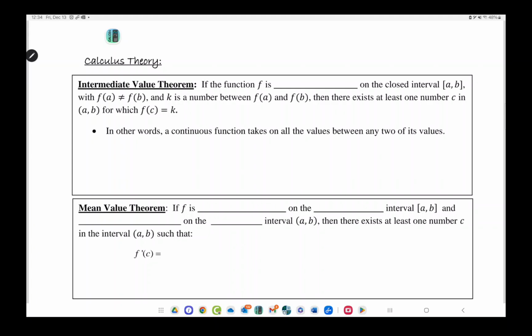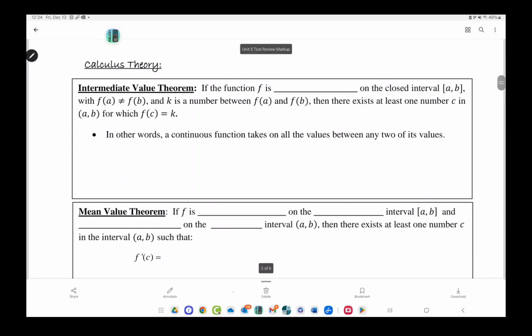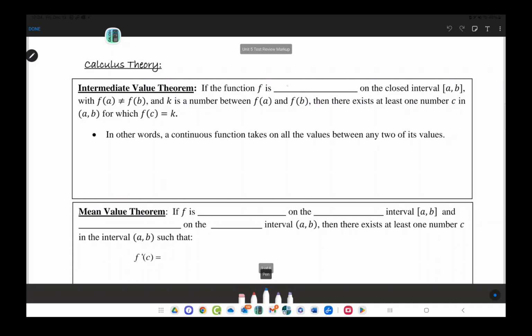So, intermediate value theorem. If the function is continuous, just to review real quick, continuous on a closed interval a to b, with f of a not equal to f of b, then there is a number between f of a and f of b. There exists at least one number c for which f of c is equal to k, as long as k is in between f of a and f of b.